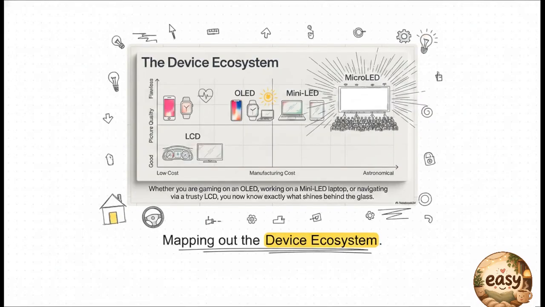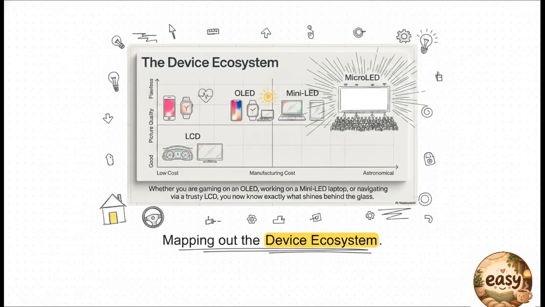To ground all this complex tech in reality, let's look at this quadrant chart. It maps out exactly where the devices you might literally be holding right now fall on a scale of cost versus picture quality. Down in the bottom left, low cost and good quality, you've got the trusty LCD powering things like your car dashboard and budget TVs.